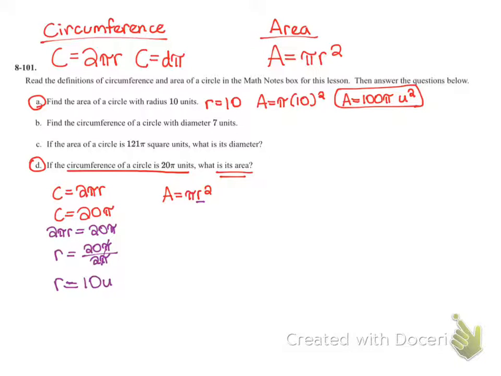Be careful in your calculator. If you were dividing by 2 pi in your calculator, you'd want to put that in parentheses. If not, it's going to divide by 2 and then multiply by pi. So be careful with your order of operations there.